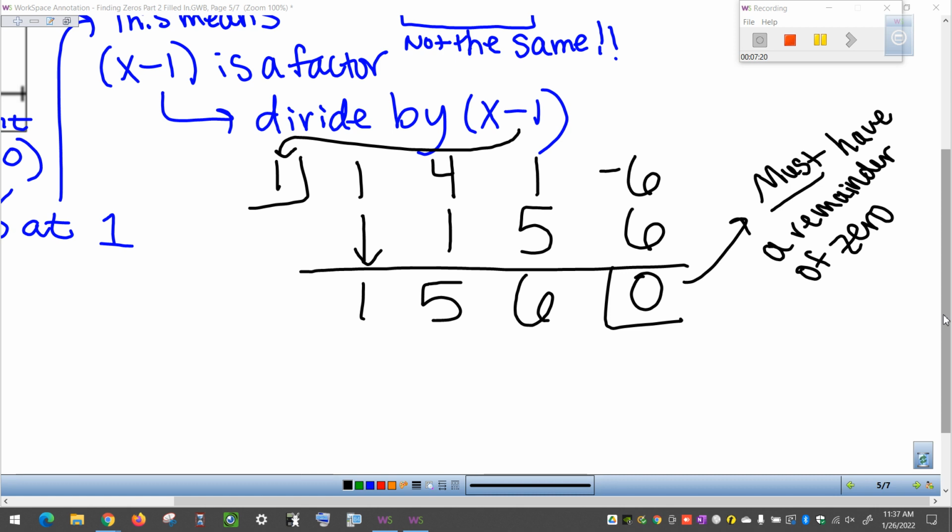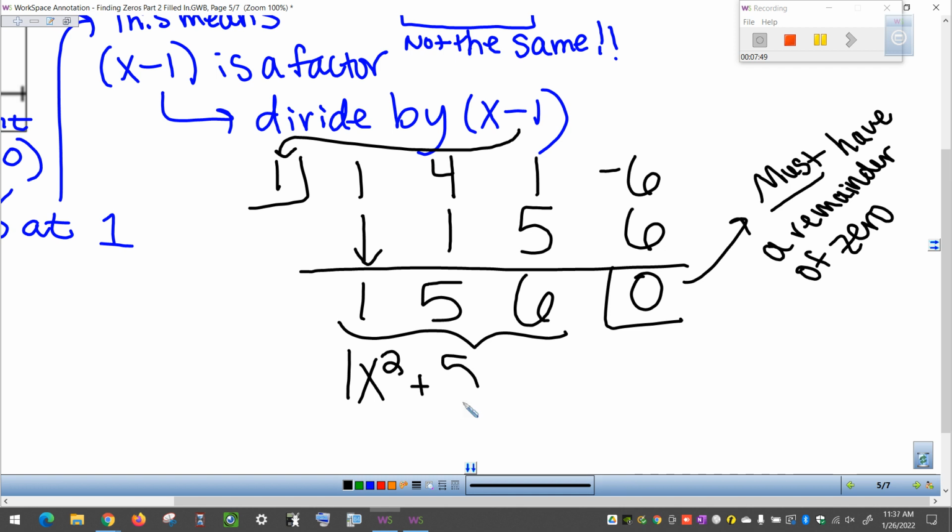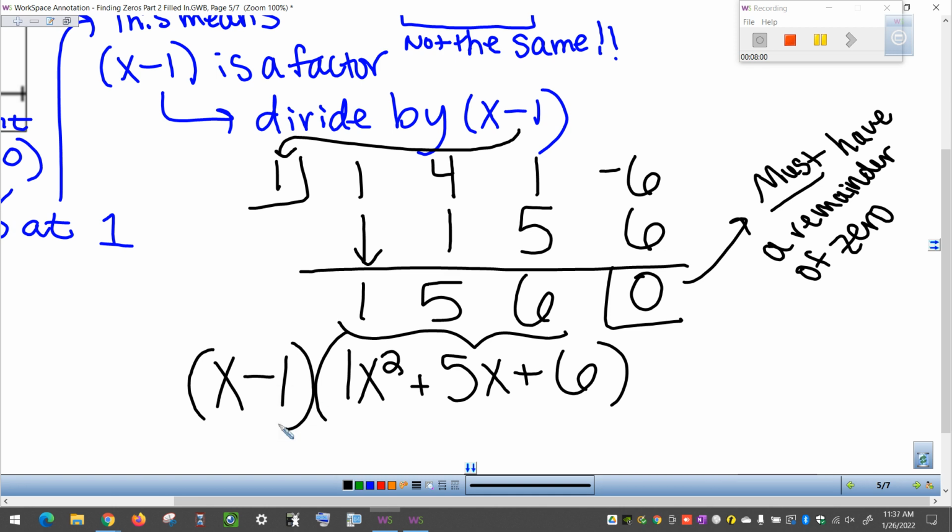Okay, so now let's look at the 1 and the 5 and the 6, and we're going to turn this back into a polynomial. So that just means we're going to put the x's back in, and it's going to be 1 degree less than what we started with. So we started with something that was x to the third, so we're going to turn this into an x squared polynomial, so 1x squared plus 5x plus 6. And what that result means is that if you were to take that and multiply that by the part that we divided by, this is going to equal the original polynomial that we started with.